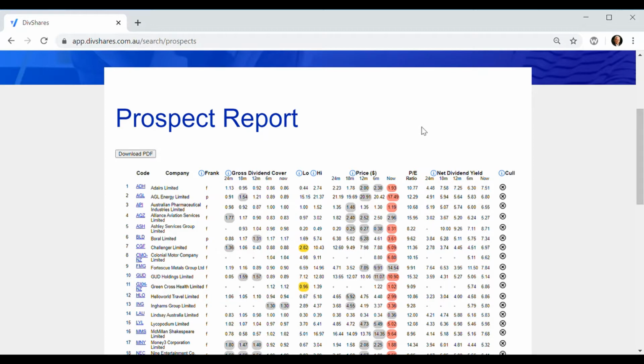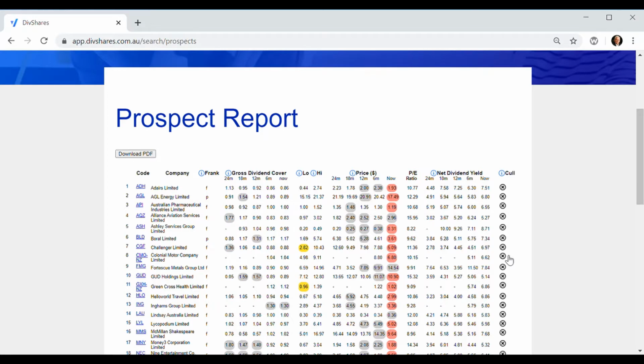As you work through this report, the task becomes easier by removing unwanted prospects. To omit a company, simply click on the cull icon located on the right. Culled companies will remain at the bottom of the page, which can be retrieved at any time.